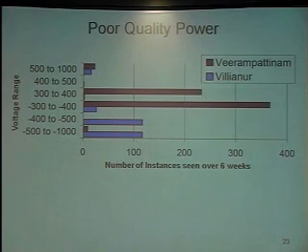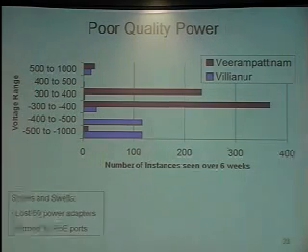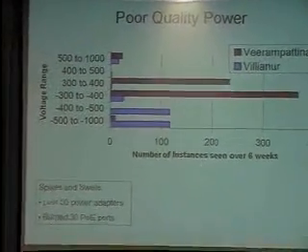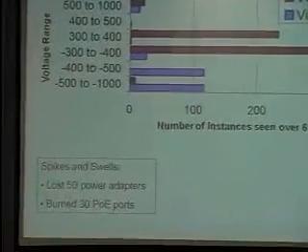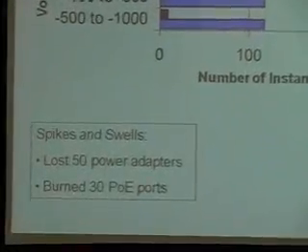You plug your cell phone charger into that, and you get a 1,000-volt spike. You just lost your cell phone adapter, right? So that, it turns out, was the root cause of losing about 50 power adapters and about 30 points of power over Ethernet ports.